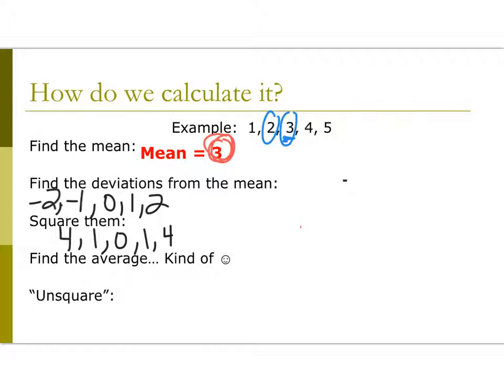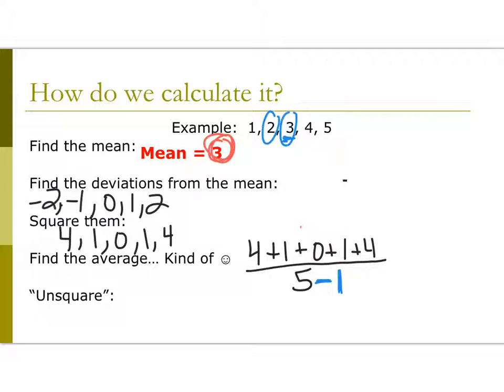So what we want to do is we're going to add those together: 4 plus 1 plus 0 plus 1 plus 4. And usually to do the average, I would divide by the number of things, aka n. But when I'm finding standard deviation, we actually use your sample size minus 1. So it's not actually the average. We're subtracting 1 from the denominator.